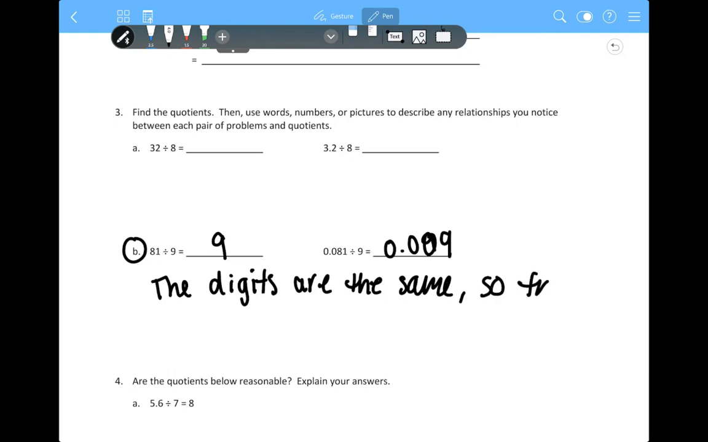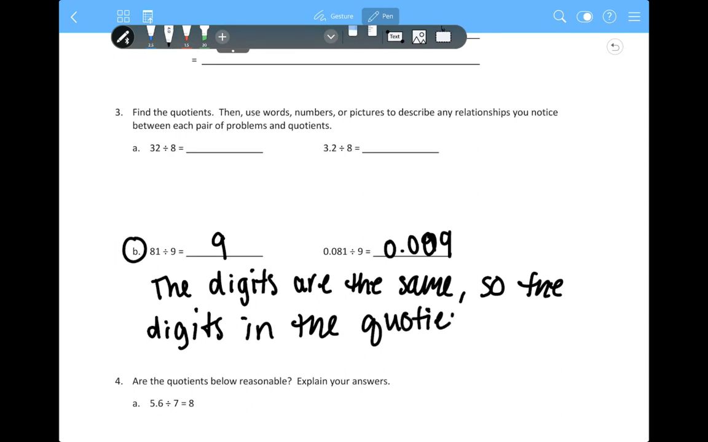So the digits in the quotient, oops, I spelled that wrong, are the same.